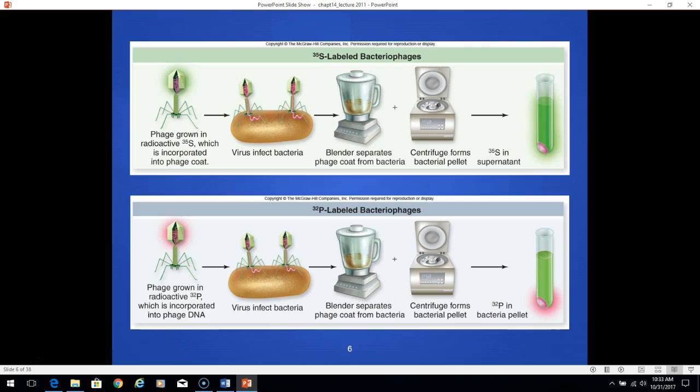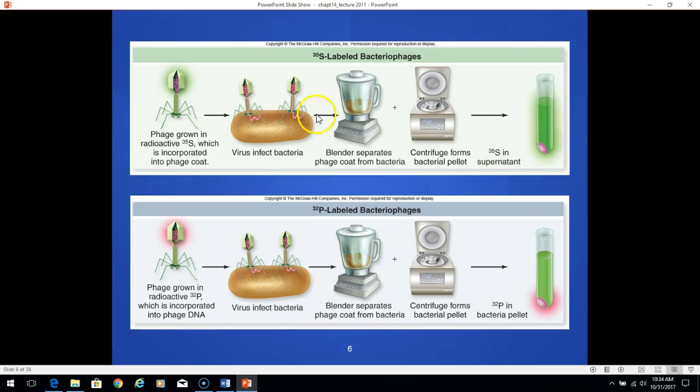They centrifuged, which is just spinning at a high speed, and the bacteria, being much heavier than the viruses, will all congregate down at the bottom, which is the bacterial pellet. Up here, viruses are much smaller, so the bacteriophages are going to stay in what's called the supernatant. The supernatant is the liquid that's left behind after centrifuging. The pellet is going to be the solid mass that we can see down at the bottom.